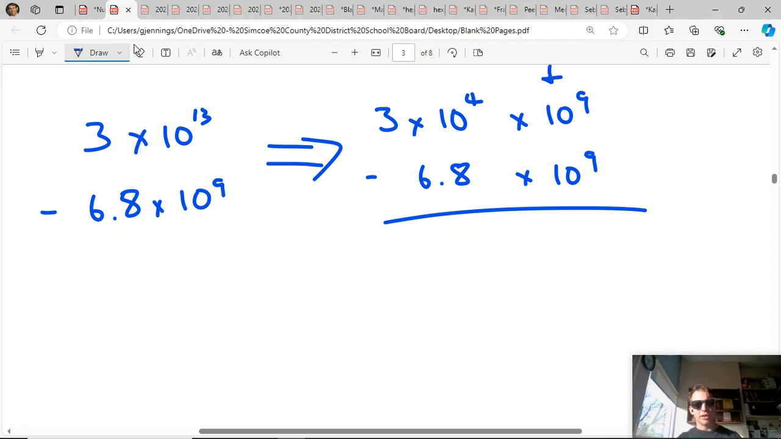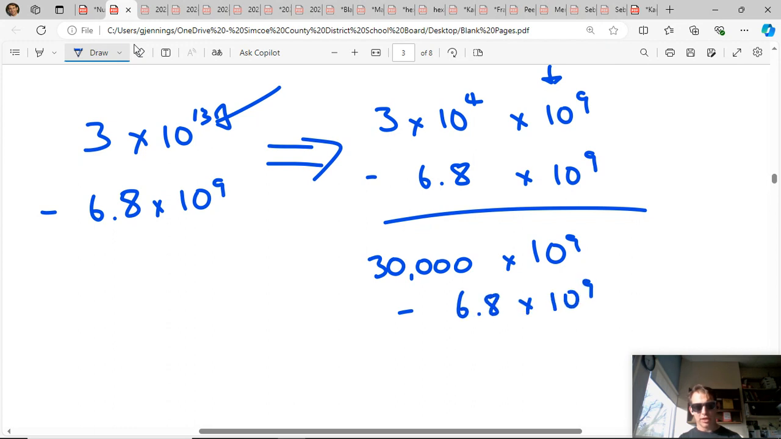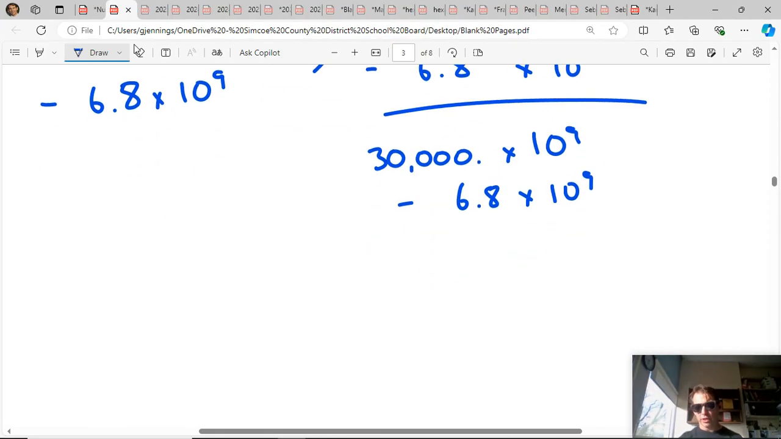Okay, I'm just going to make the decimal place in the same spot. This is properly spicy to do this calculation in this way, so hang with me here. 3 times 10 to the 4 is 3 with 4 zeros multiplied by 10 to the 9. That's the same thing as this number. It's just written in a weird way so that I can subtract 6.8 times 10 to the 9 from it. So now I've lined up my decimal place. Right? So now I can do this.